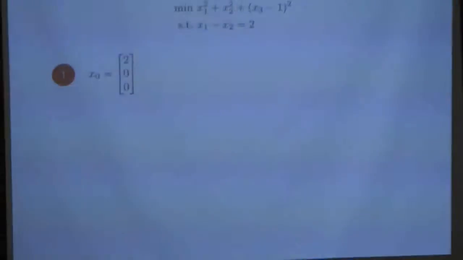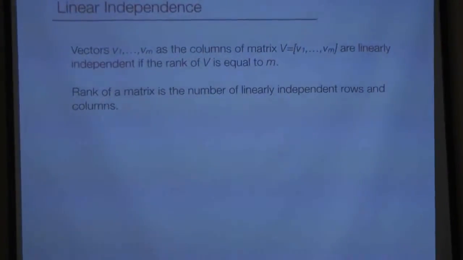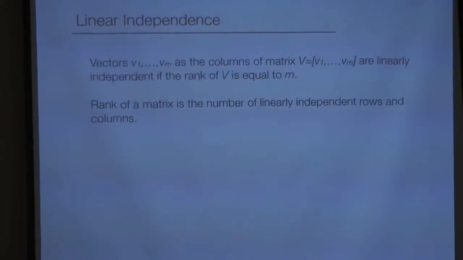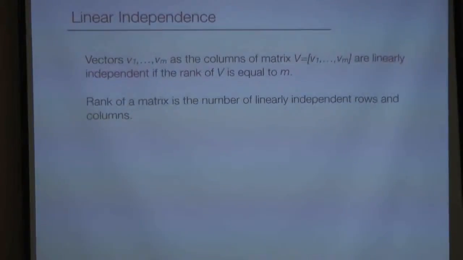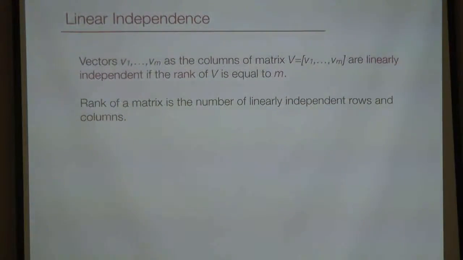We have used the word linear independence a couple of times, so just to remind you about the formal definition. Suppose we have a matrix V. Its columns are linearly independent if the rank of the matrix is equal to the number of columns. And the rank is the number of linearly independent rows and columns. This you probably know. So what is the rank of this matrix here? Why?